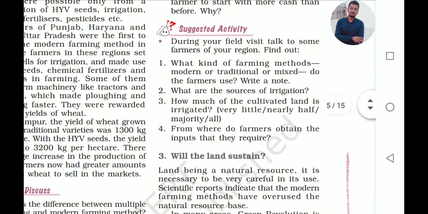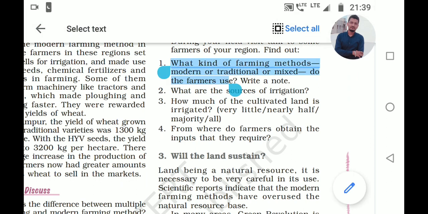Okay, let us discuss some more questions. What kind of farming method, modern or traditional or mixed, do the farmers use? This is also discussed, students, so we can easily collect the answers. The modern farming method we discussed, traditional is the earlier one, and mixed farming means multiple cropping, different crops in a single agriculture year. So different methods they are using.